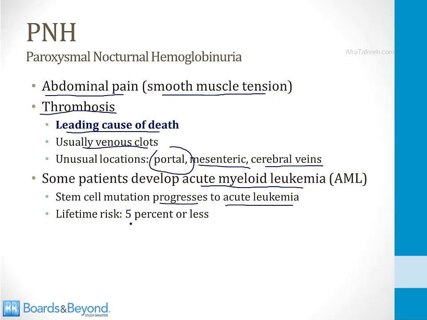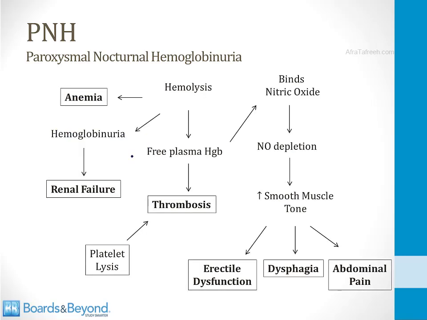The lifetime risk is about 5% or less in patients who have PNH. On this slide, I've bolded the clinical features of PNH, so let's walk through this concept map so you can understand why they all occur. As I told you before, the primary problem is hemolysis because red cells are being lysed by the complement system. This can lead to anemia over time.